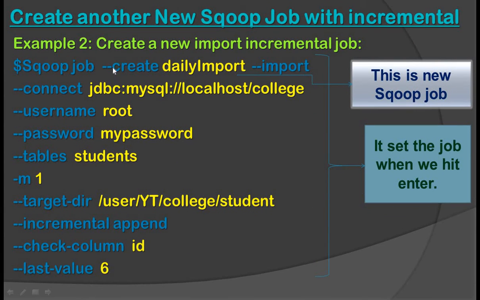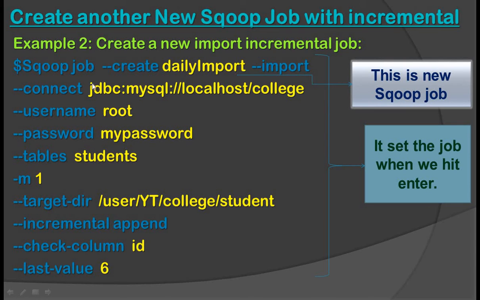Here we are going to create another Sqoop job with incremental. This is the second example. As we have seen in the first example, there is a simple import statement, and now we are going to create a new import statement with incremental append.